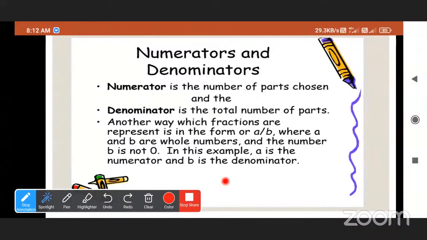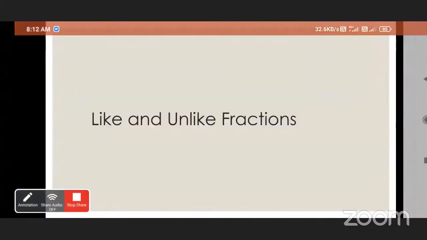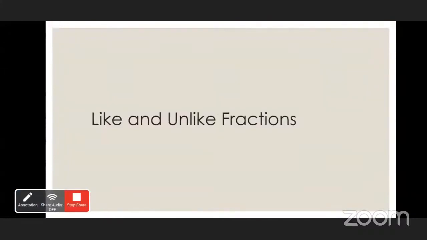Can we write b is 0? If the denominator is 0, then the fraction cannot be written, because the total number of parts can never be 0. In this example, a is the numerator and b is the denominator. Okay, now we will see like and unlike fractions.